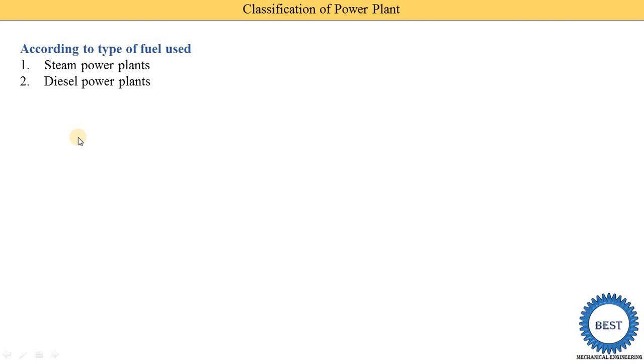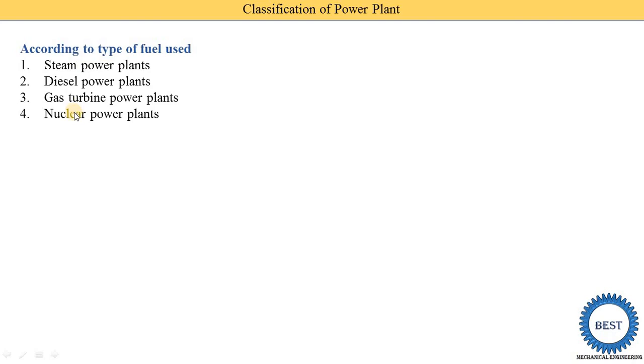Second, the diesel power plant. Diesel is one form of chemical fuel. By burning this diesel we produce heat energy, and this heat energy is converted into mechanical energy, and after that electrical energy is produced. The third one is the gas turbine power plant, which means gas is used. This gas produces heat energy, which is supplied to the turbine. In the turbine mechanical energy is produced, supplied to the generator, and electricity is produced.